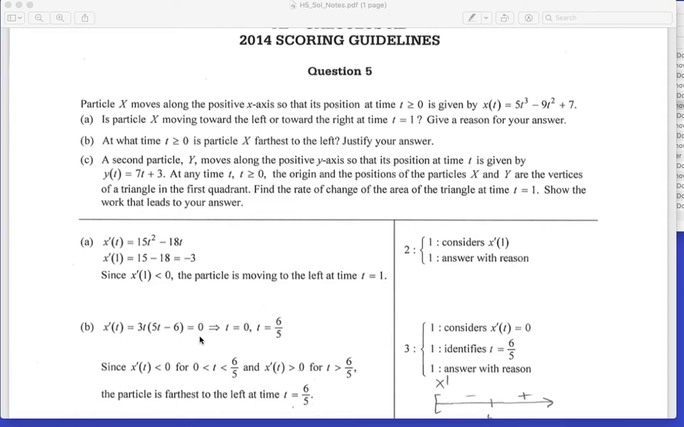Okay, at what time greater than 0 is particle x furthest to the left? And then the three words there, justify your answer. This is really an absolute maximum problem for x. When does x attain its maximum value? So how do you find an absolute max? Well, you have to check two things, endpoints and critical numbers. There is only one endpoint at time equals 0. And after that, it doesn't say that there's an ending time here. So we're just letting this particle move forever after it gets started.